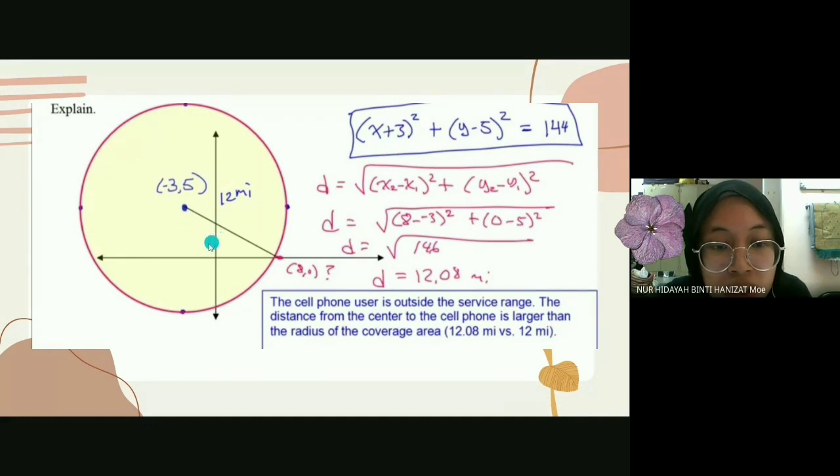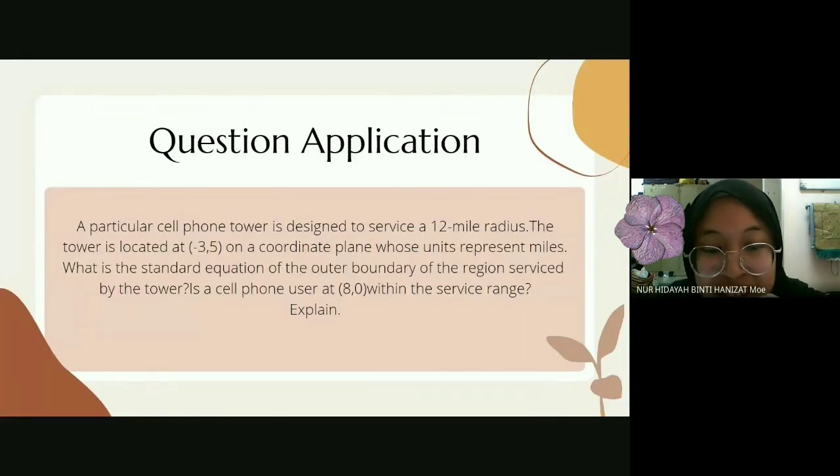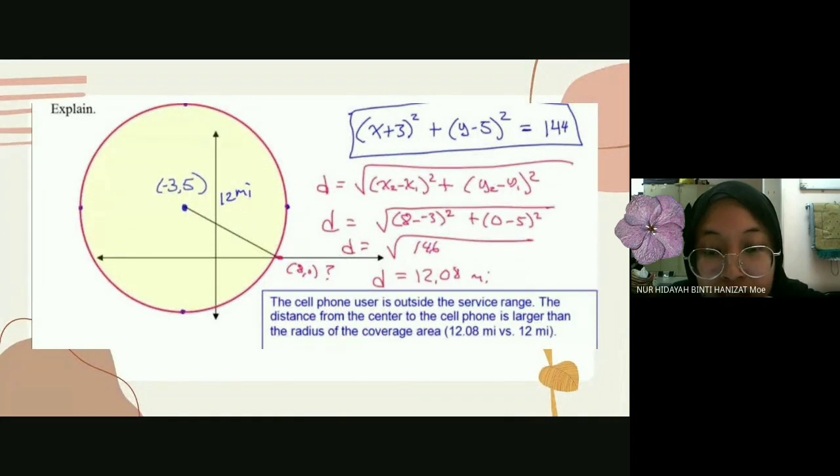Does the user at (0, 0) fall inside or outside the circle? So we need to use the distance formula to get the answer. We put in the information given and we got 20.08 miles. So is the cell phone user at (0, 0) within the service range? The answer is no. The cell phone user is outside the service range. The distance from the center to the cell phone is larger than the radius of the coverage area, that is 20.08 miles. That's all for me.